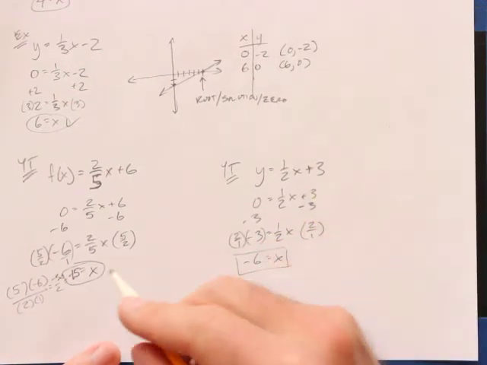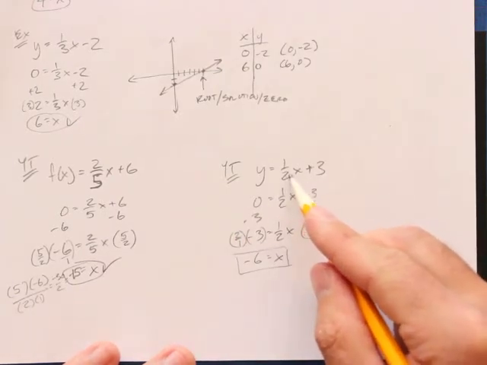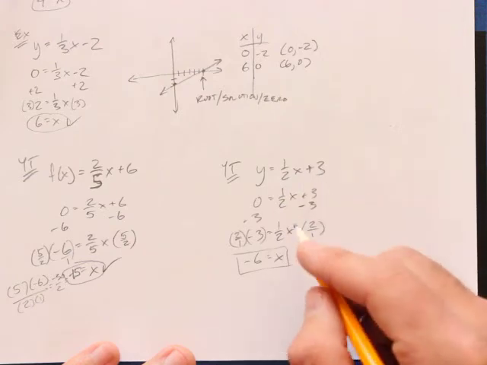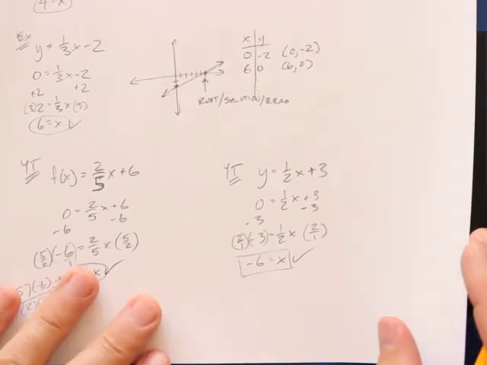And then I plug that back in there. I did check that one. Plug that back in here. 1/2 of negative 6 is negative 3. Negative 3 plus 3 is 0. That looks good. All right.